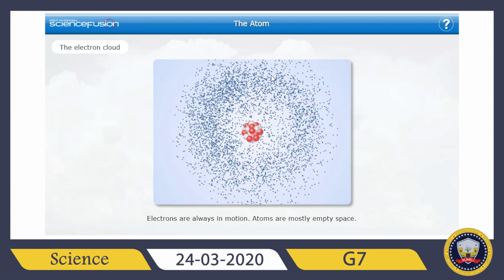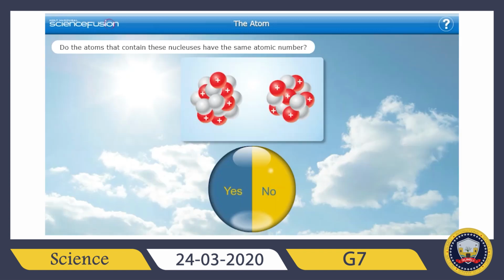This movement is the basic reason of electrical connection. So the last thing that I want to mention about atomic number and the properties of atoms is isotopes. So let's check these two different nuclei. It is asking us, do all the atoms that contain these nuclei have the same atomic number?